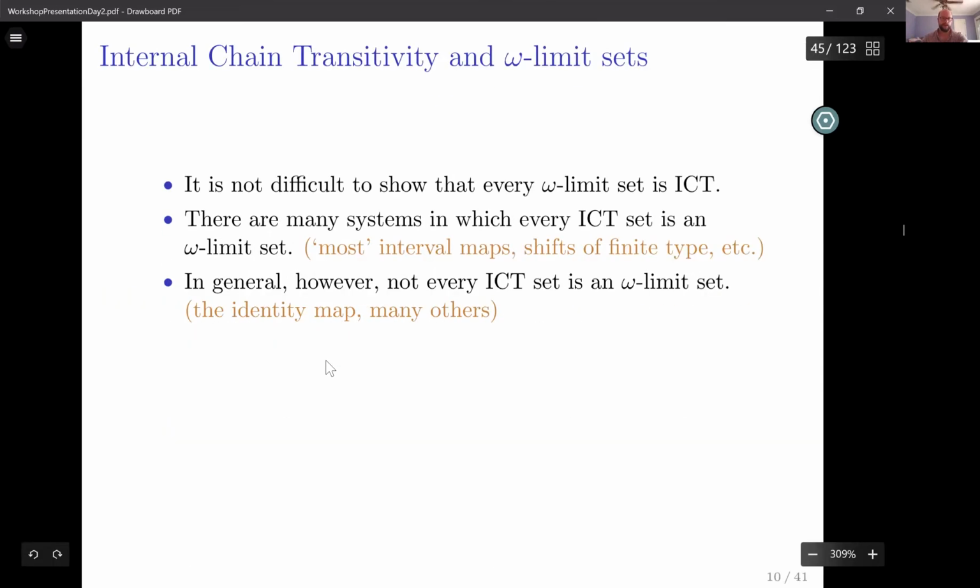So among others, the identity map on the interval, for example, we saw yesterday that the identity map on the interval didn't have shadowing. Okay? We can see pretty easily that the identity map on the interval has the property that every omega limit set is a singleton, because the orbit of every point is a singleton. But because of the connectedness of the interval, we see that the whole interval is itself ICT, right? So there are definitely situations in which the ICT sets are not coinciding with the omega limit sets.